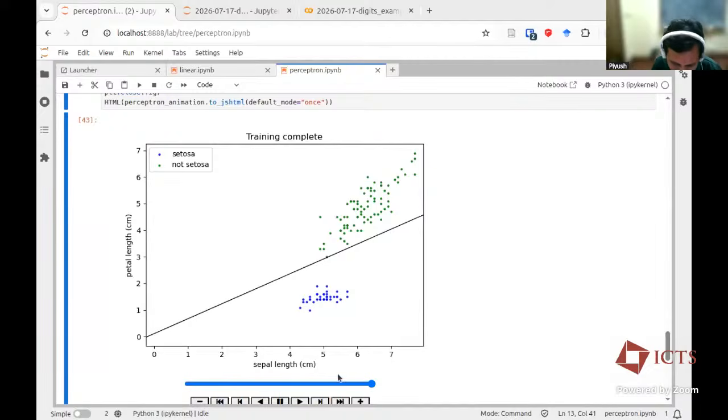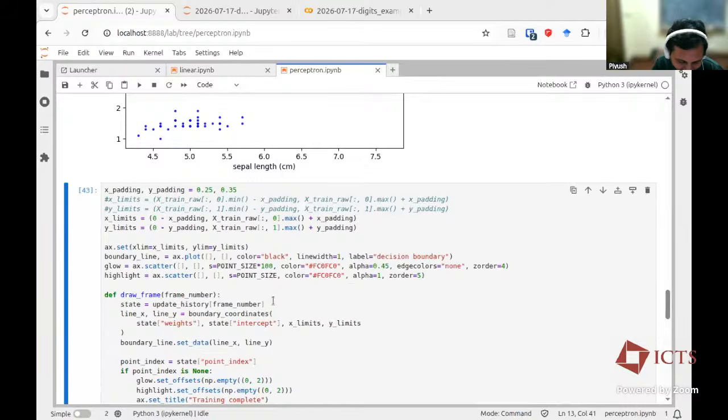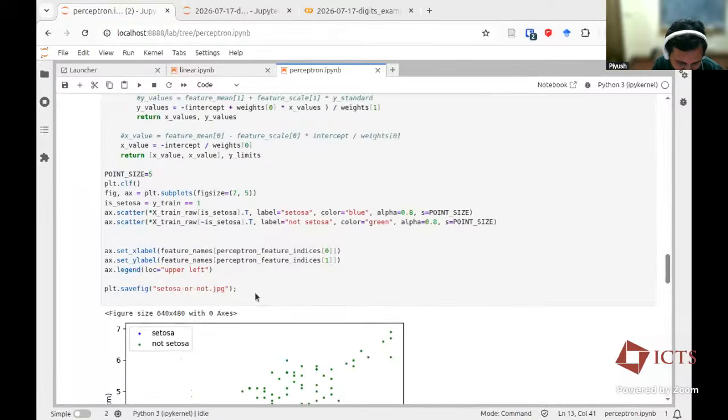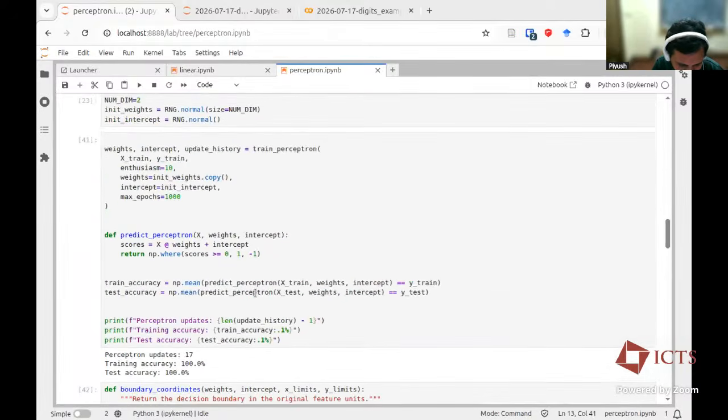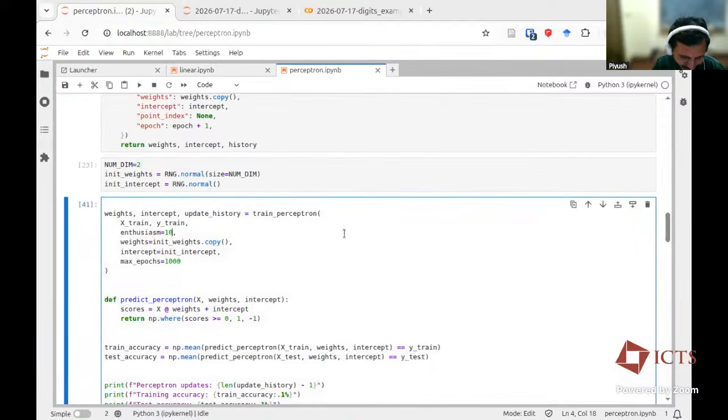There's one problem that it's sort of on the edge, like it has found this one point almost on the edge, but otherwise it has found a line. So again, let's see what we can do by changing the enthusiasm a little bit. So let's change the enthusiasm from 10 to 0.01 and see what happens.